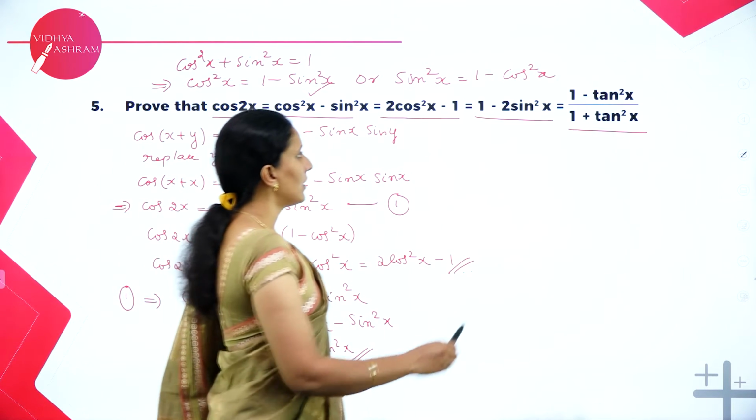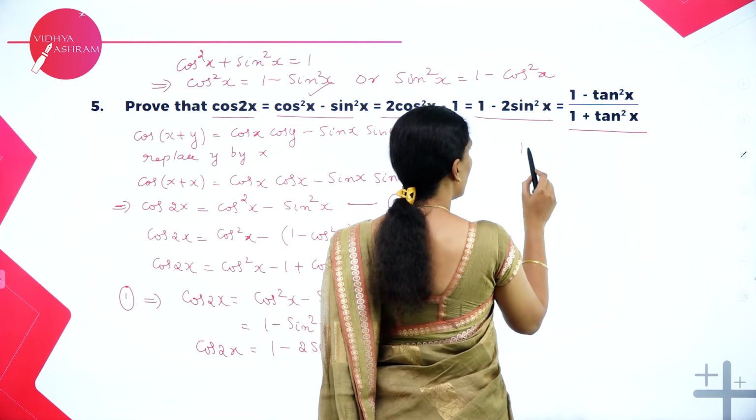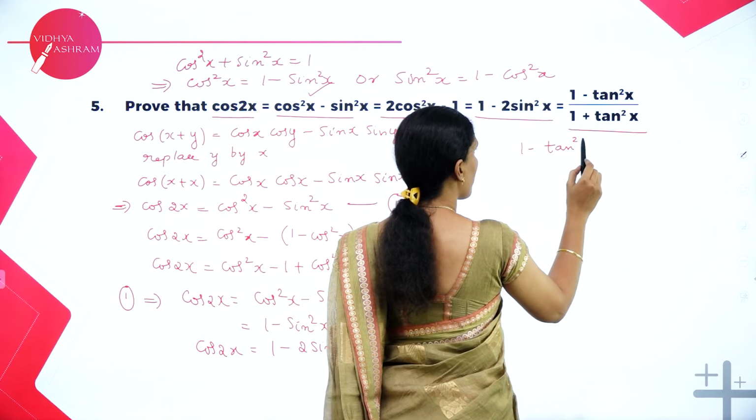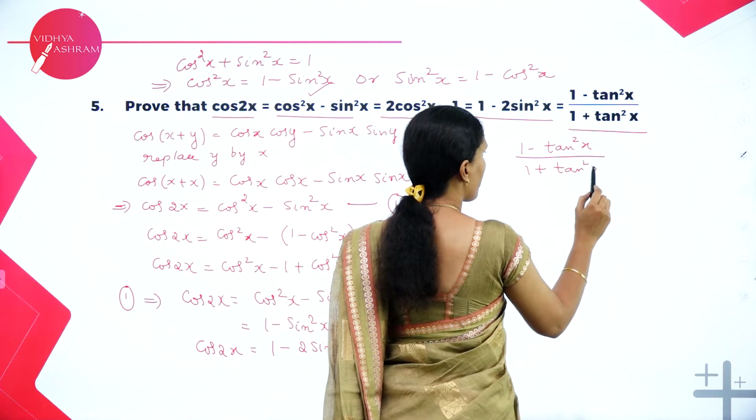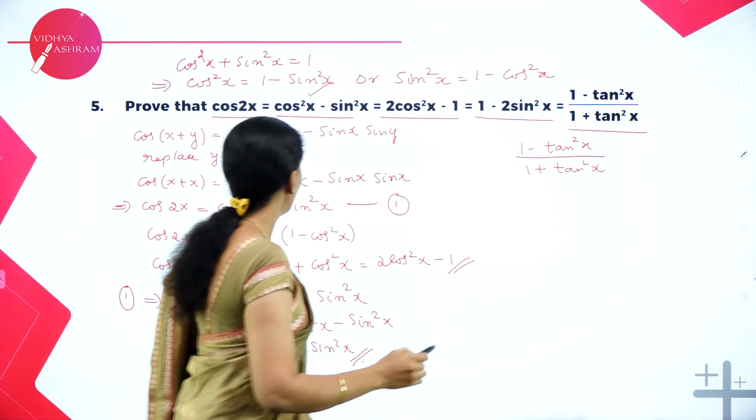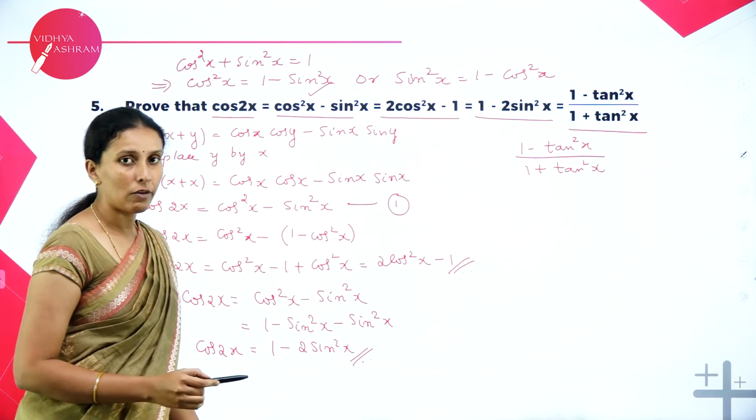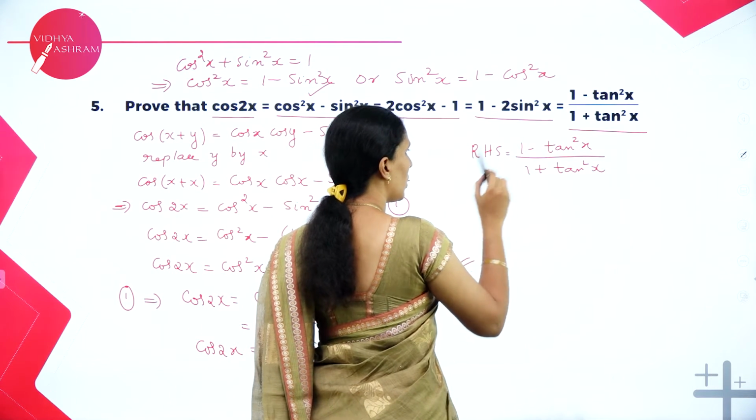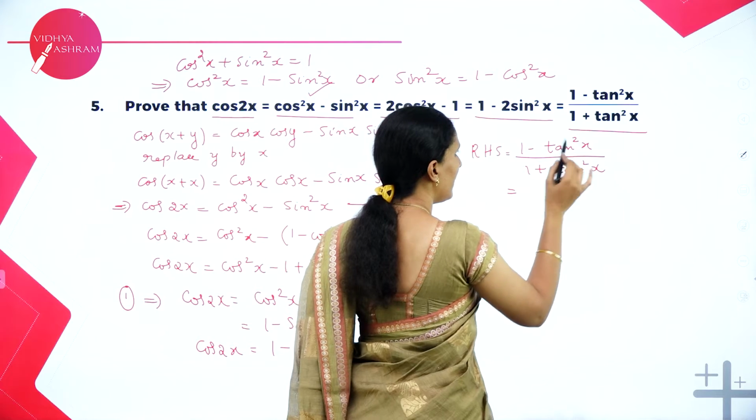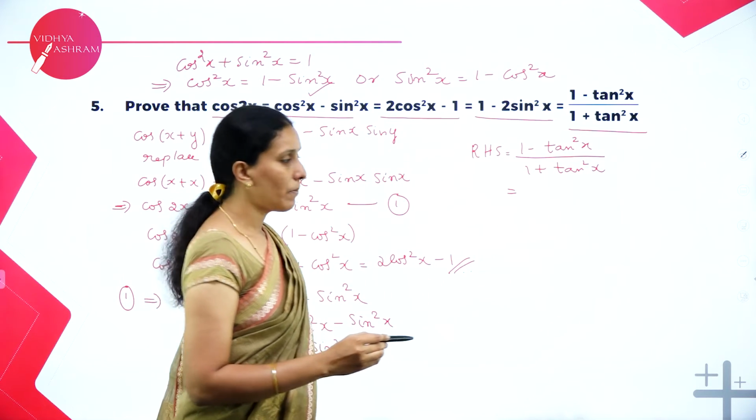Let me take the last one. We have here (1 minus tan square x) divided by (1 plus tan square x). So this is the right hand side, and let me show that it is equal to cos 2x. So here I am taking the right hand side of the equation. So here let me take tan as sin by cos.